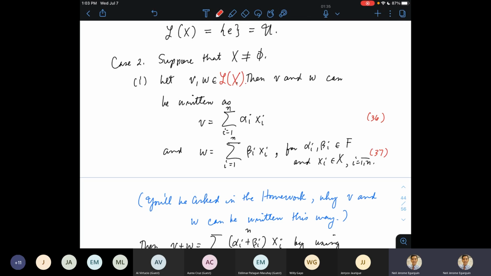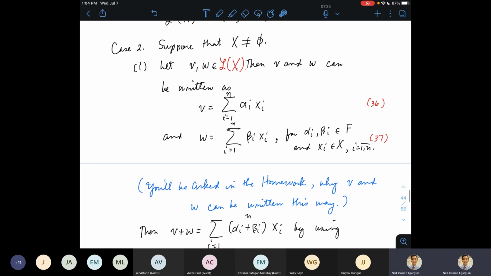Because I want to prove that curly L of X is a subspace, right? So what I'll do is to take two arbitrary elements of that set, which I claim to be a subspace. So let V and W be elements of L bracket X. Then the fact that it is in curly L of X means that it is a linear combination of some members of X. So that means V and W can be written in the forms you see in equations 36 and 37 for some scalars alpha i, beta i, and some elements of big X.